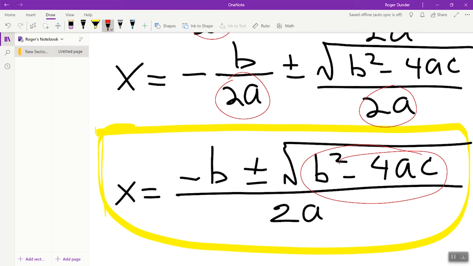So if this number inside here that I've circled in red happens to be negative, then you do not have any real roots. Instead, you have what we call imaginary roots, and it involves a funny little letter called i. We will not be talking about that in Algebra 1. Imaginary roots come later in Algebra 2.